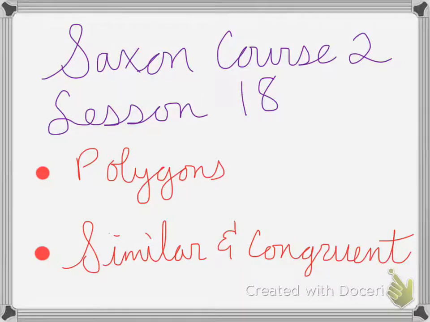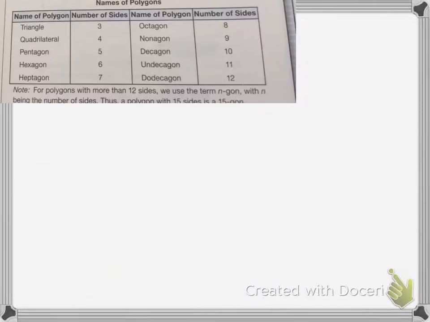Okay, so Saxon Course 2, Lesson 18, Polygons, and then Similar and Congruent. So a polygon is a shape that has straight sides. It can have as many sides as it wants, but they have to be straight, and it has to be two-dimensional. This is just a list of some common shapes. So triangle, quadrilateral, etc.